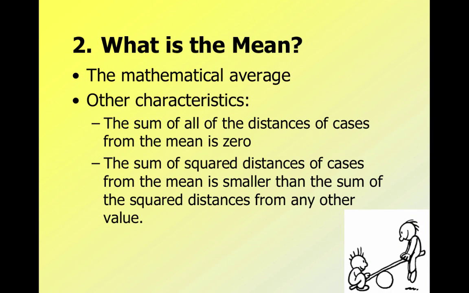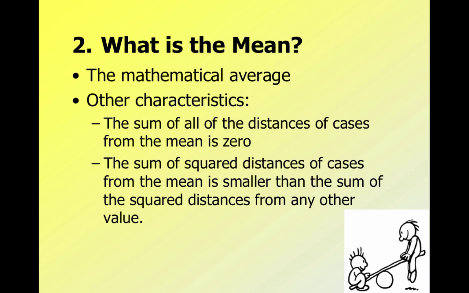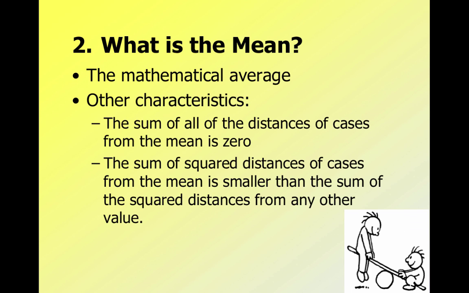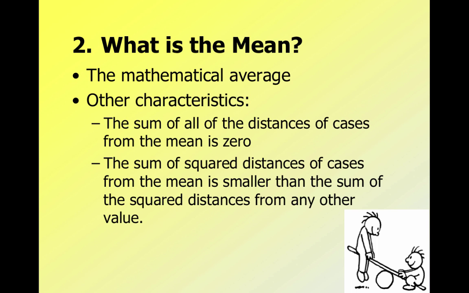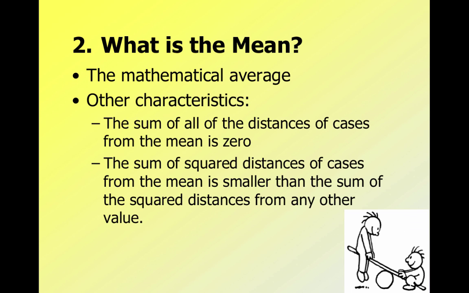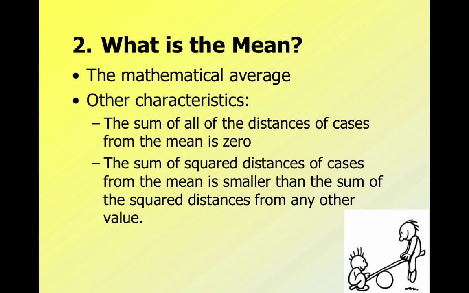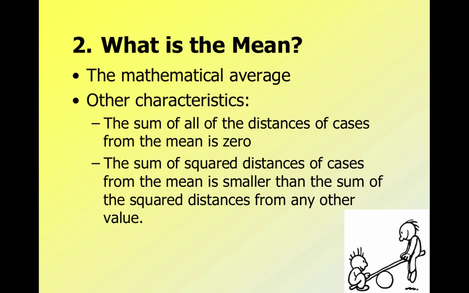And our last central tendency measure, the mean. By definition, this is the mathematical average. And really the way that we do this is we just add up all of our scores and divide it by total sample size. That's how we calculate it. But if you think about it conceptually, the sum of all the distances of cases from the mean is 0. So if we take each number and subtract it from the mean, and add all those up, it'll equal 0.